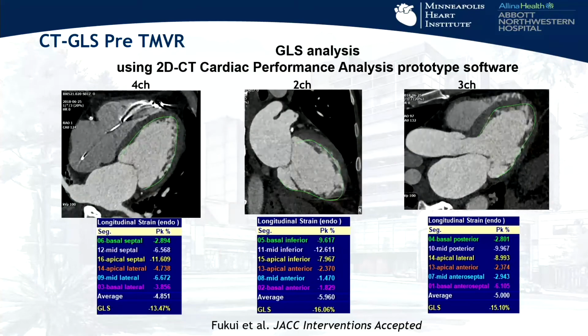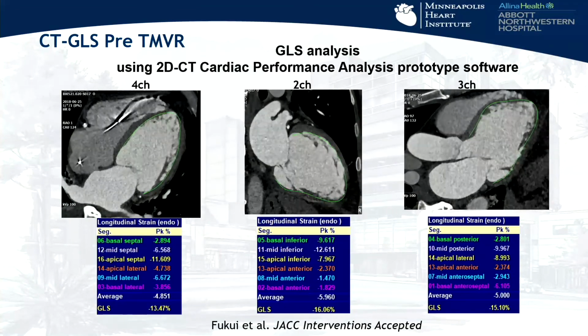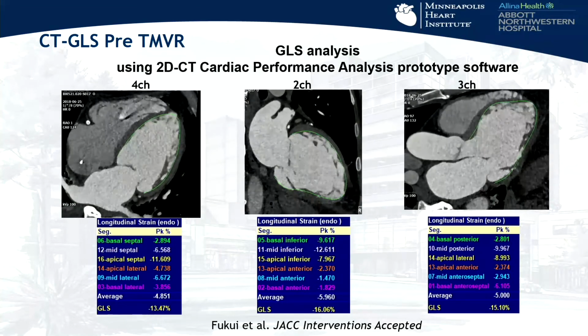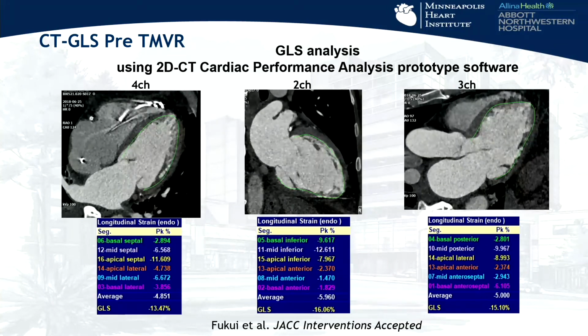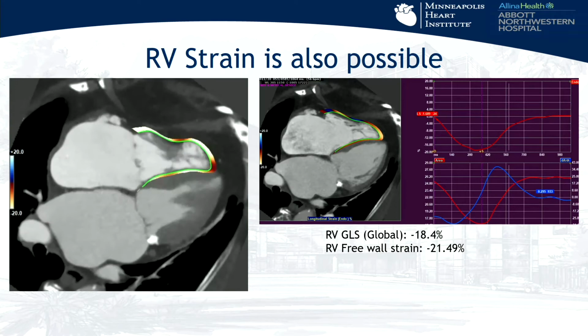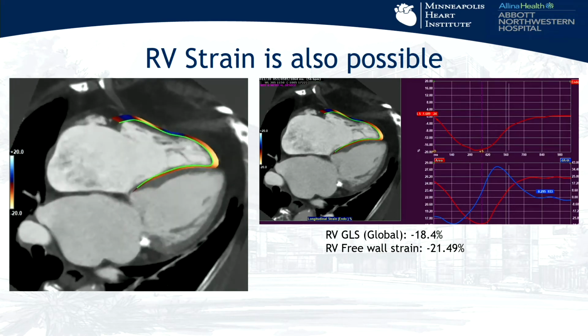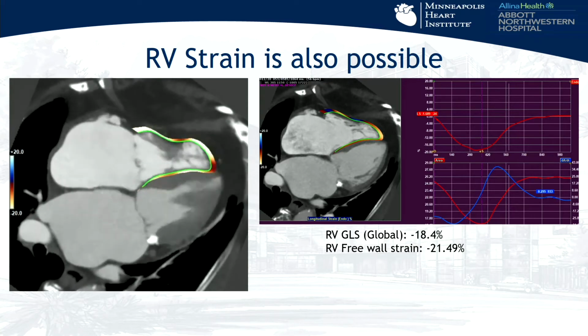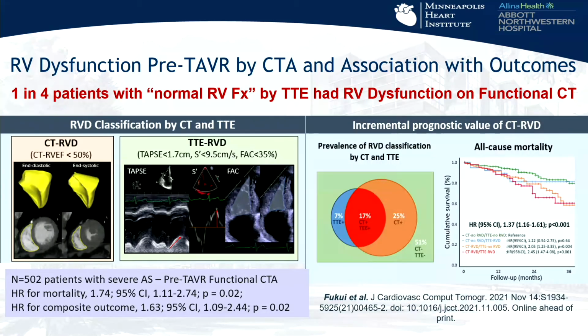You can do this in other patients too. This is a group of patients with functional mitral regurgitation that also has a prognostic signal. You can do this also in patients with tricuspid regurgitation, RV dysfunction, because now you have all the chambers. This is not MRI, this is actually CT, RV free wall or RV global longitudinal strain. The RV is important when we talk about the aortic stenosis.